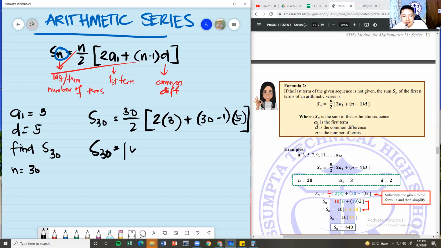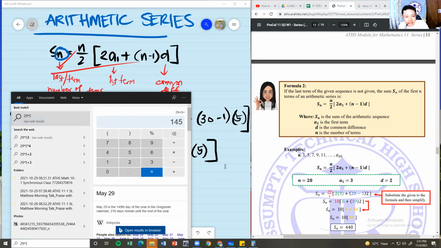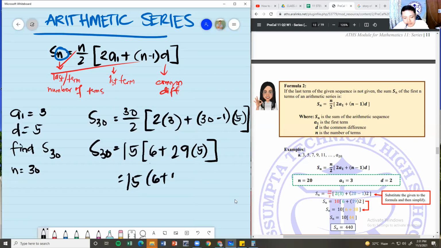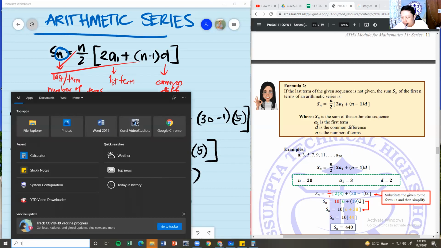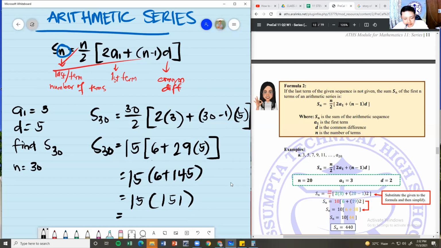30 divided by 2, that's 15. Times 2 times 3, that's 6. Plus 30 minus 1, that's 29. 29 times 5, what's the answer? 29 times 5 equals 145. So that is 6 plus 145. 145 plus 6 is 151. So 15 times 151 equals 2265. So that is 2265. And your answers are correct.